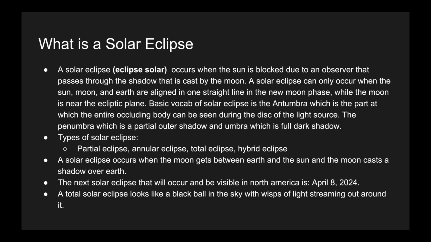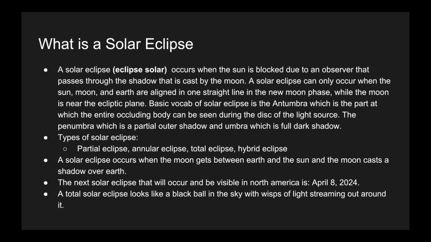So some vocab for the solar eclipse includes the antumbra, which is the part at which the entire occluding body can be seen during the disk of the light source, the penumbra, which is a partial outer shadow, and umbra, which is a full dark shadow, as you may recall from our lunar eclipse vocab. So there are other types of solar eclipses, including partial eclipse, annular eclipse, total eclipse, and hybrid eclipse.